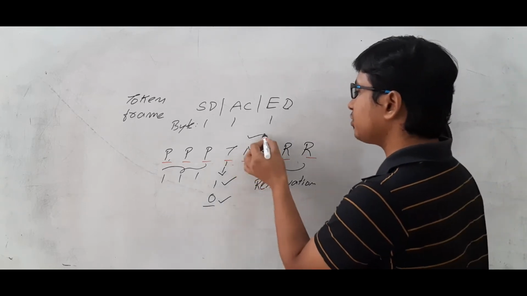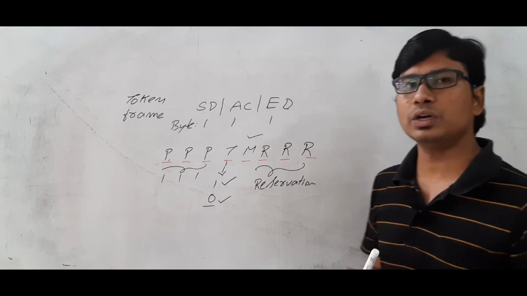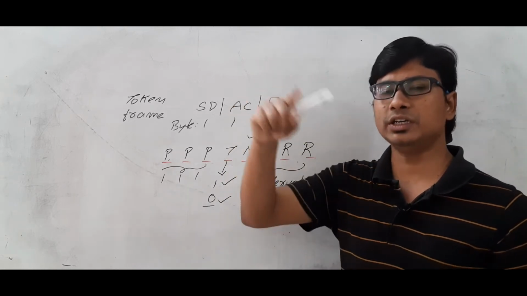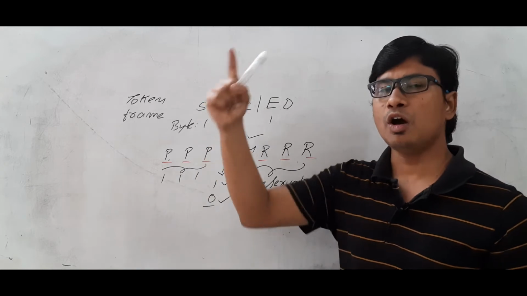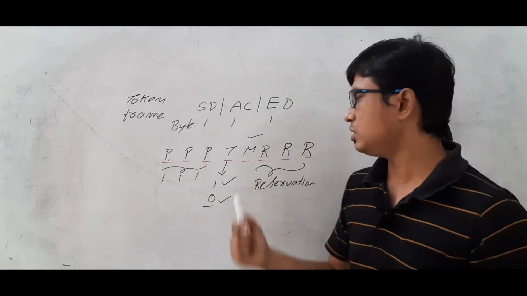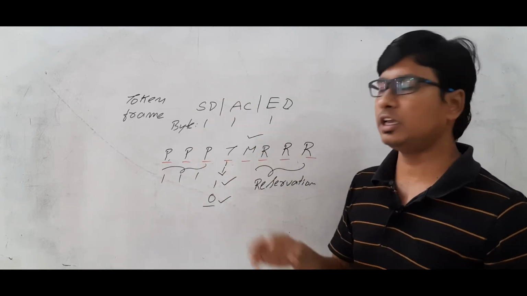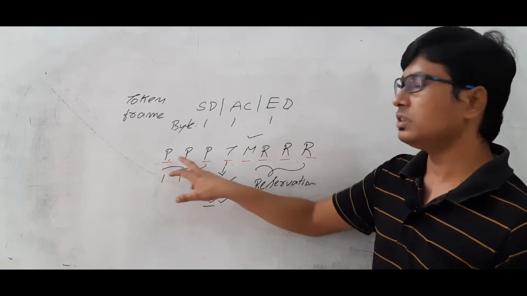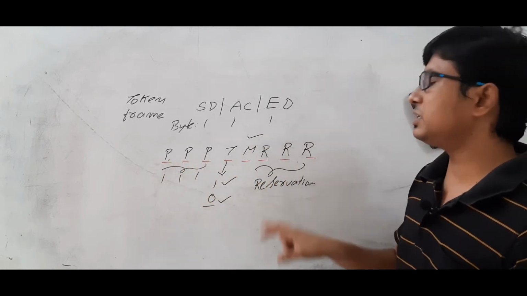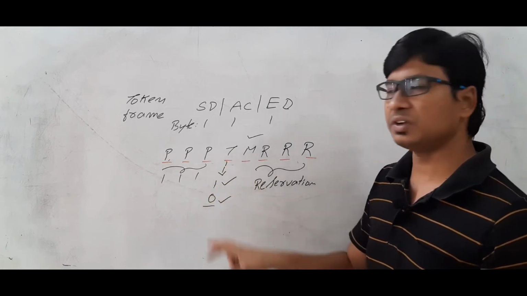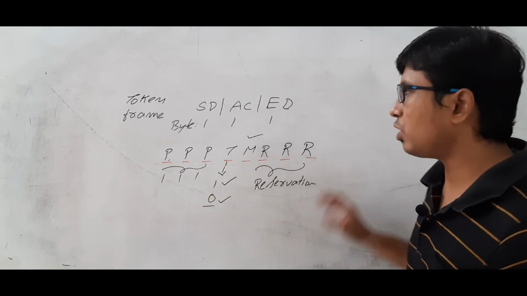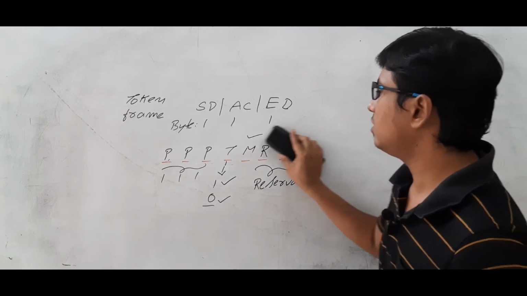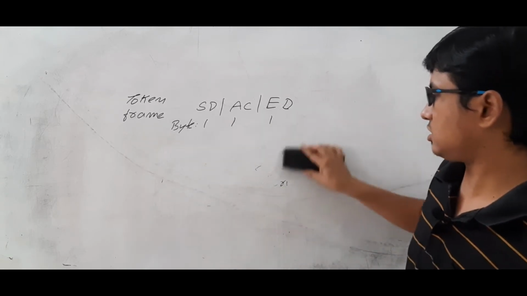And M is for the monitor bit. In a token ring, we have a monitor node which monitors how many times this token is passing. So that bit keeps the value, and we call it the monitor bit. So we have 3 bits for priority, 3 bits for reservation, 1 for the token and 1 for the monitor. So this is the format of the access control.